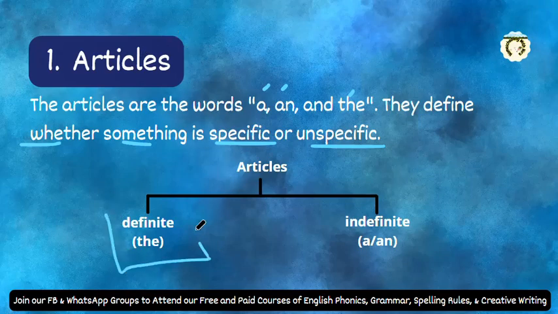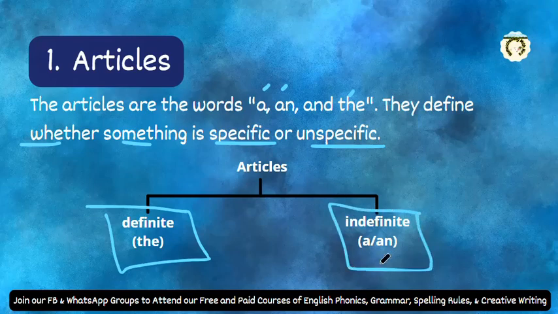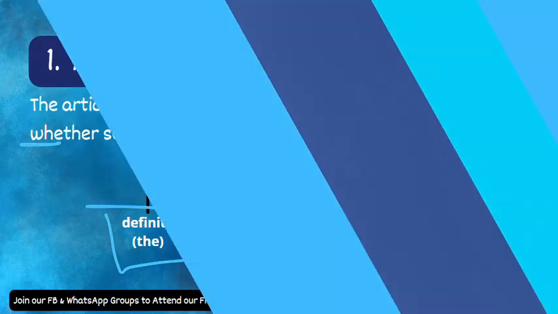Articles are of two types. We have definite article, that is the, and indefinite article, that is a or an. Now, what does it mean by definite or indefinite article? To learn this, we will see some examples.